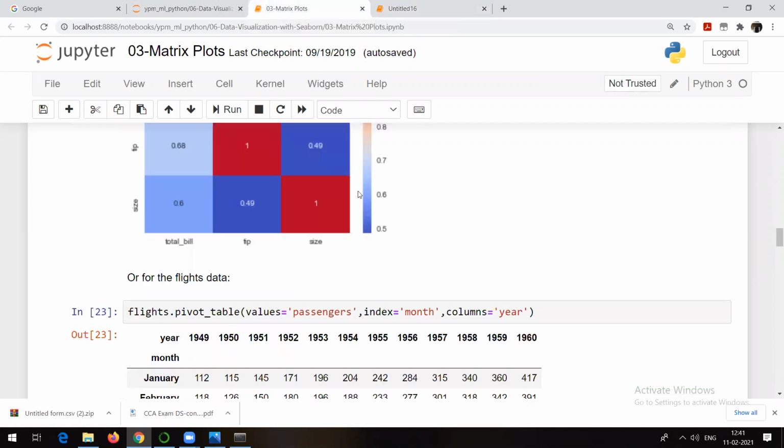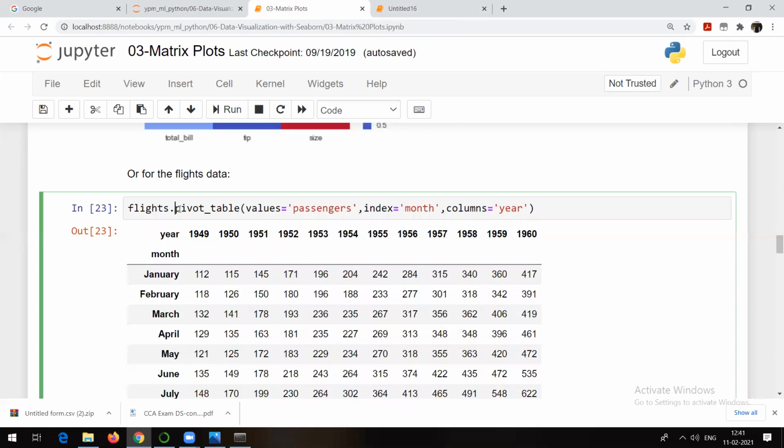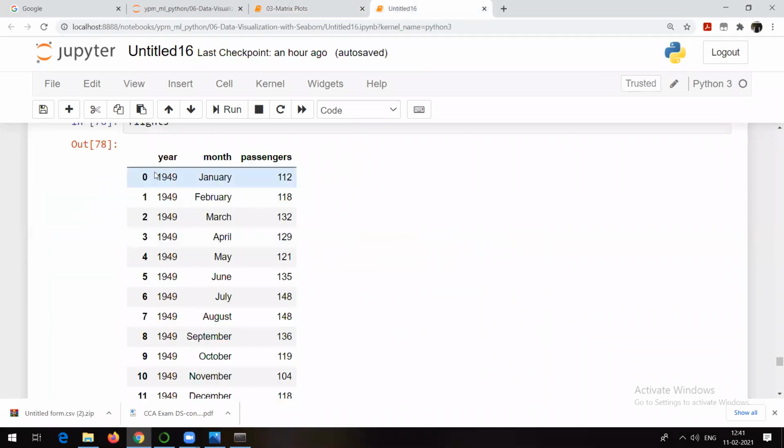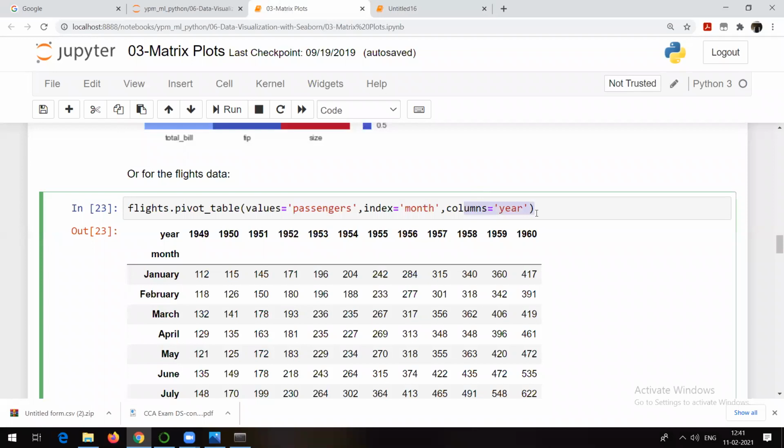What you can do is make something called a pivot table. So this dataset name dot pivot underscore table. Pivot underscore table is a method which helps us to look at the data from different angles. For example, in our dataset we have the passengers column, we have the month column, and we have the year column. I want values as passengers, index as month. Right now, what is the index? Index is year. Now I want to have index as month. And then I want columns as year.